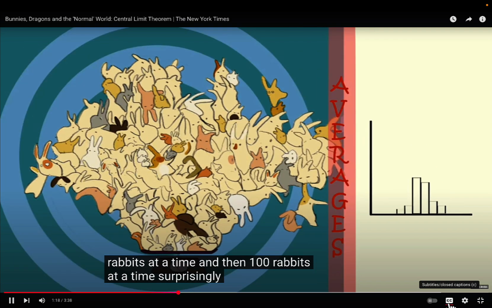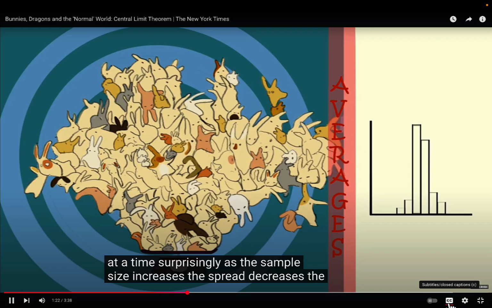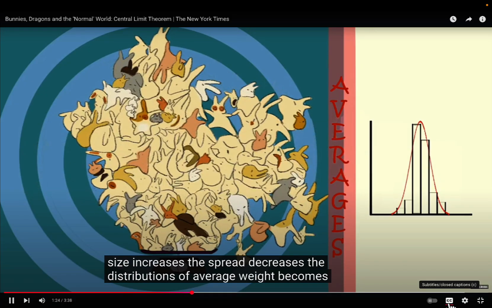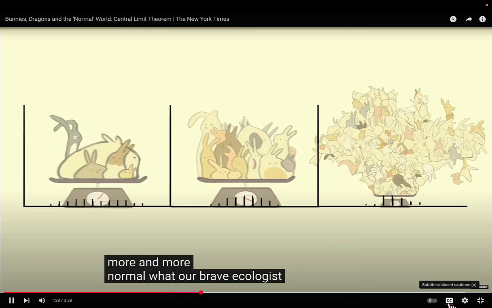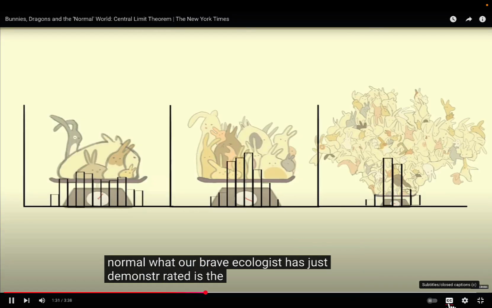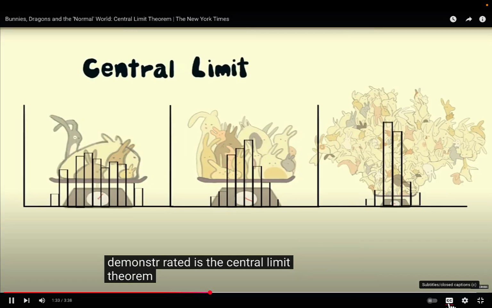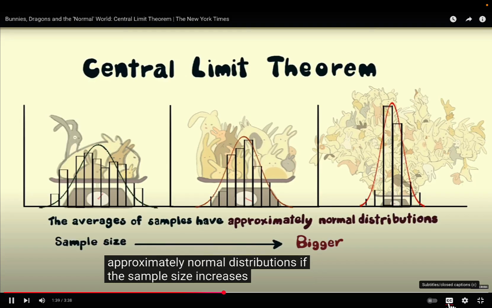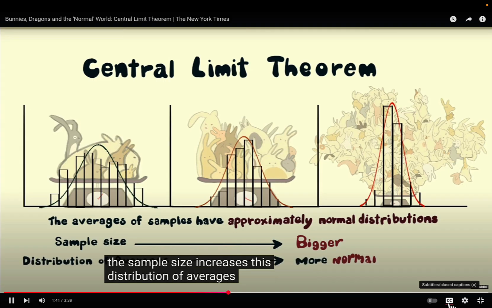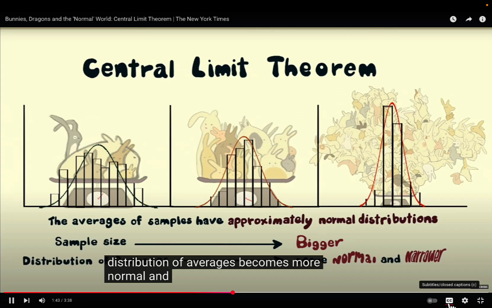Then he increases the sample size by weighing 20 rabbits at a time, and then 100 rabbits at a time. Surprisingly, as the sample size increases, the spread decreases. The distributions of average weights becomes more and more normal. What our brave ecologist has just demonstrated is the central limit theorem. The averages of samples have approximately normal distributions. If the sample size increases, this distribution of averages becomes more normal and narrower.